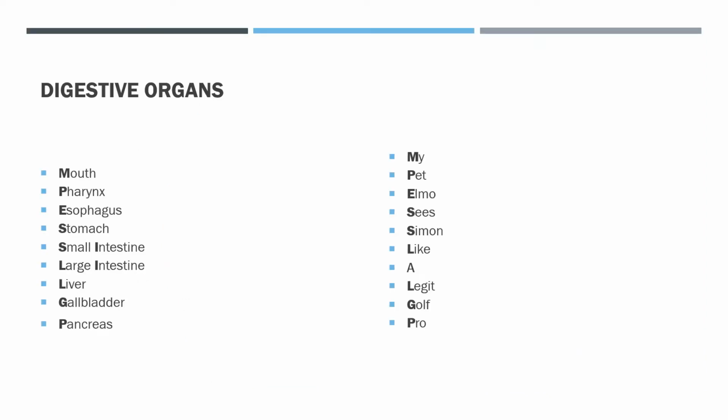Before we dive right in, let's recap the digestive organs. These include the mouth, the pharynx, the esophagus, the stomach, the small intestine, the large intestine, the liver, the gallbladder, and the pancreas. In order to remember these organs, I have come up with an acronym to make it a bit easier. It goes, My pet Elmo sees Simon like a legit golf pro.